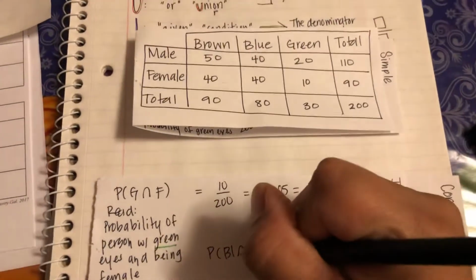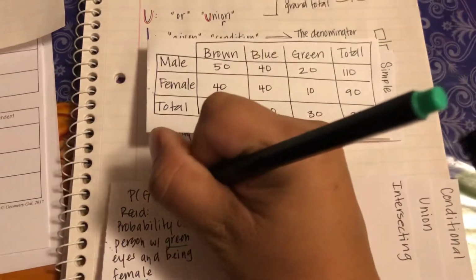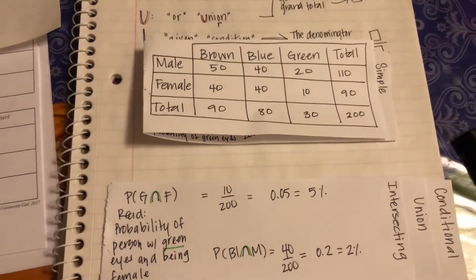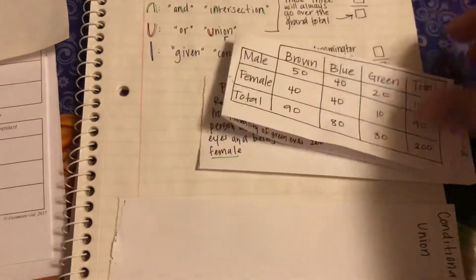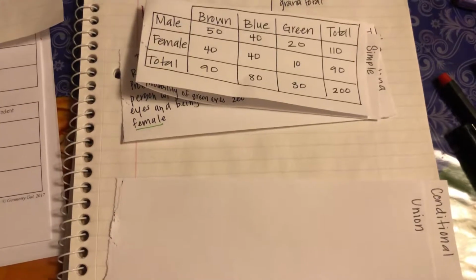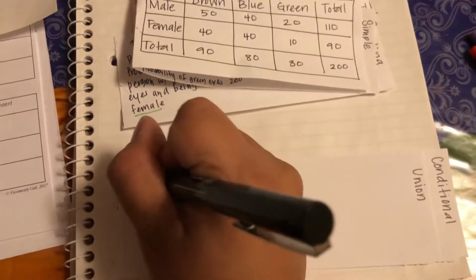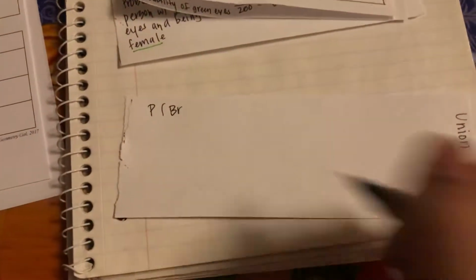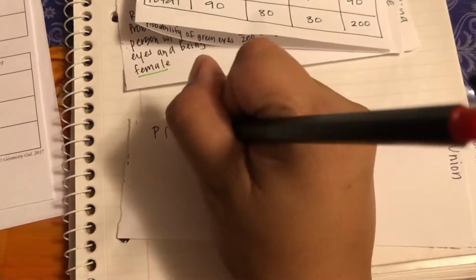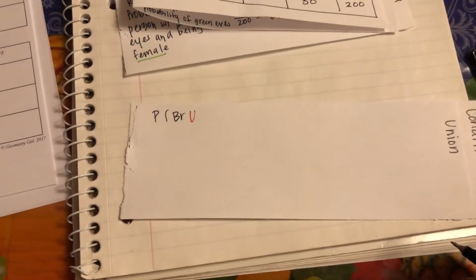And actually these, I should have probably done them green. Okay, so now we're talking union. I'm gonna go ahead and put this one behind my chart. And looking at my union, I have the probability of brown, BR, brown, or female. Probability of brown or female.